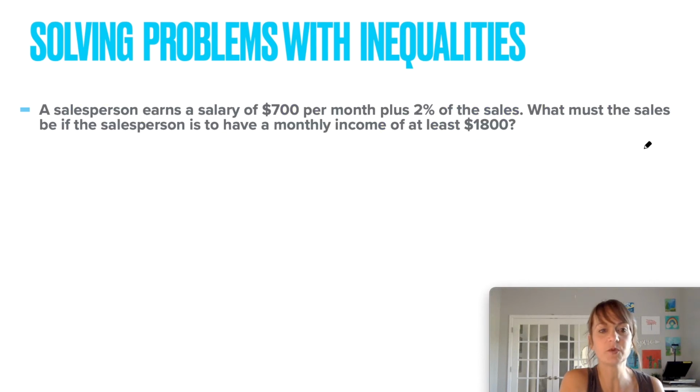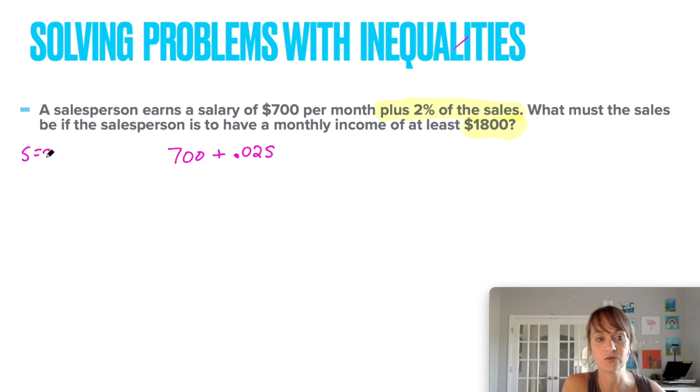Okay, next, a salesperson earns a salary of $700 per month plus 2% of the sales. Okay, the big plus sign, so you're going to be adding. What must the sales be if the salesperson is to have a monthly income of at least $1,800? So we know that he automatically receives $700 per month, plus he receives 2% of the sales. Now, since that isn't a percent, we must make it a decimal, so it'd be 0.02 of the sales.